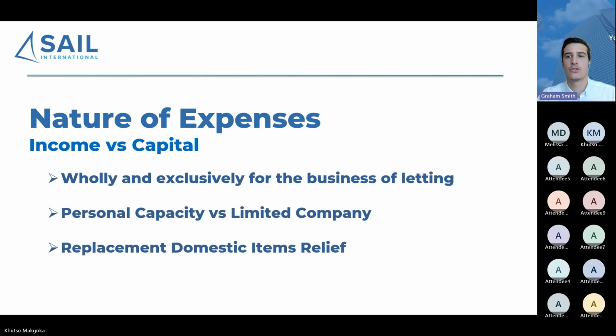Another option is also replacement domestic items relief. This applies to residential properties only, and you get an allowance on the cost of replacing domestic items such as furniture and appliances. You're limited to the cost of something that would be seen as substantially the same. So if you improve it, you only allow the cost of what would have been the same as the asset you are replacing. That is important just to bear in mind, and that applies for both limited companies and when operating in a personal capacity.